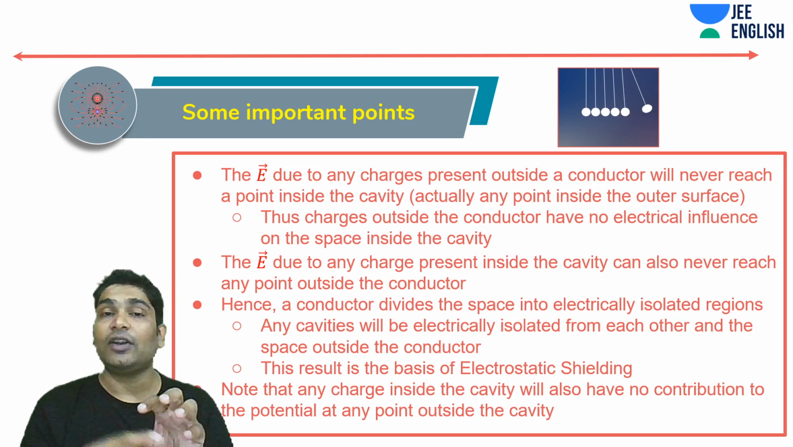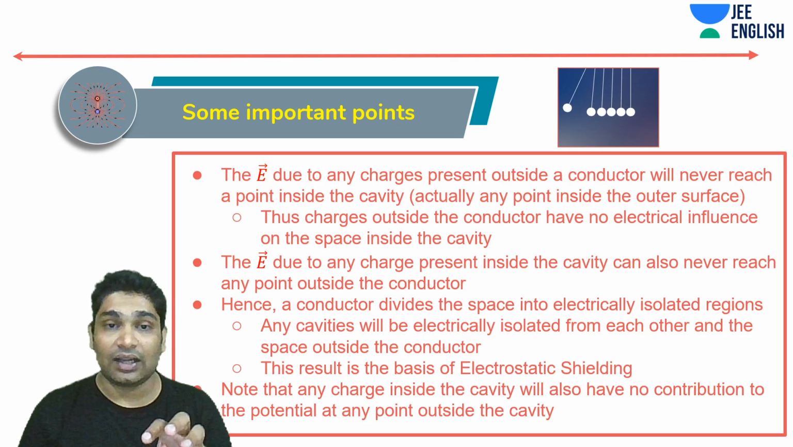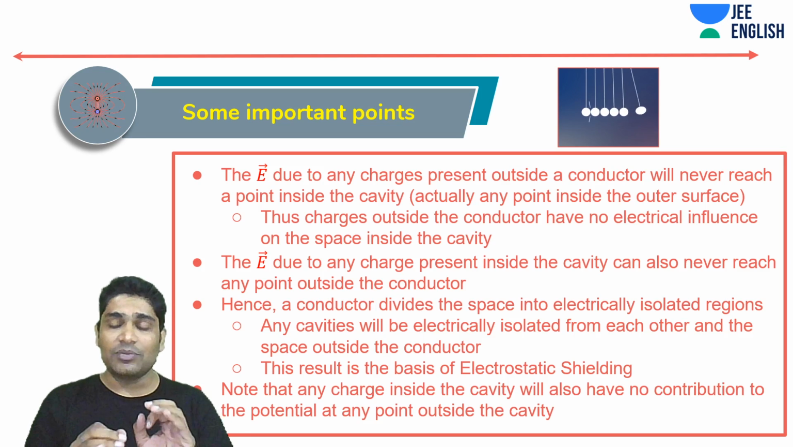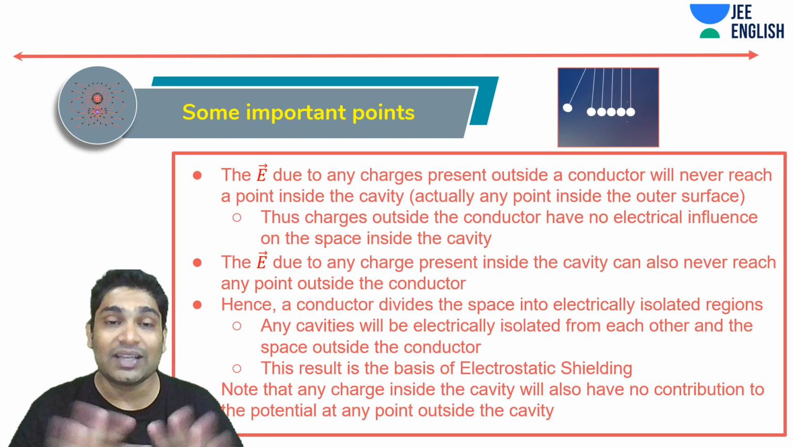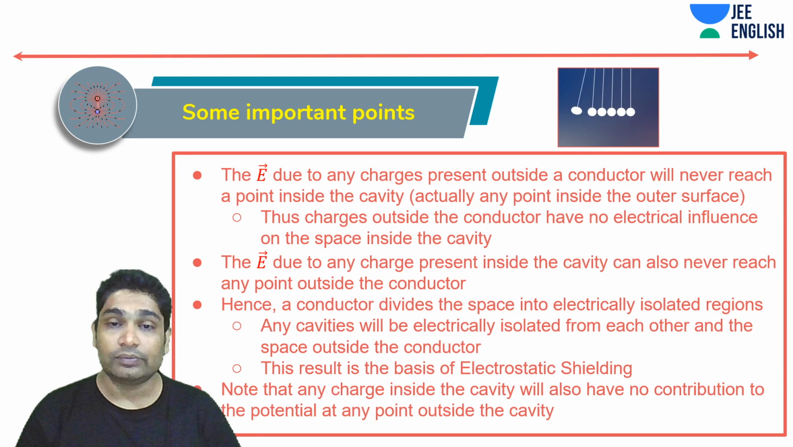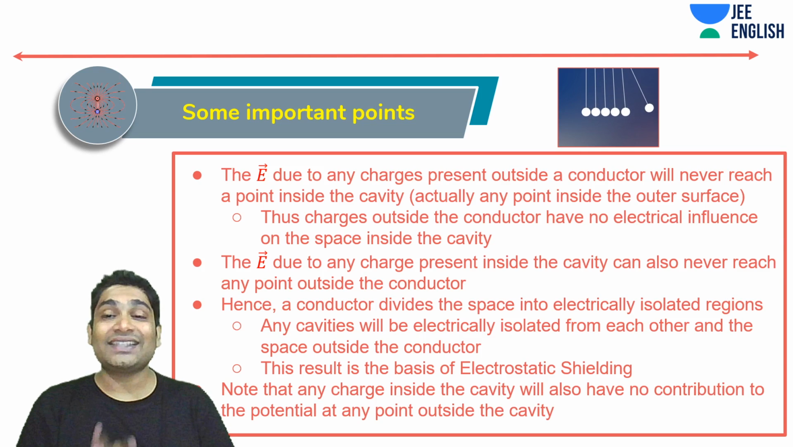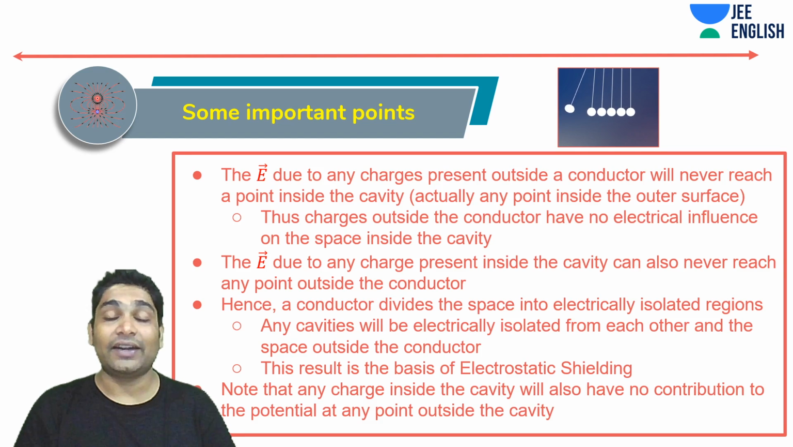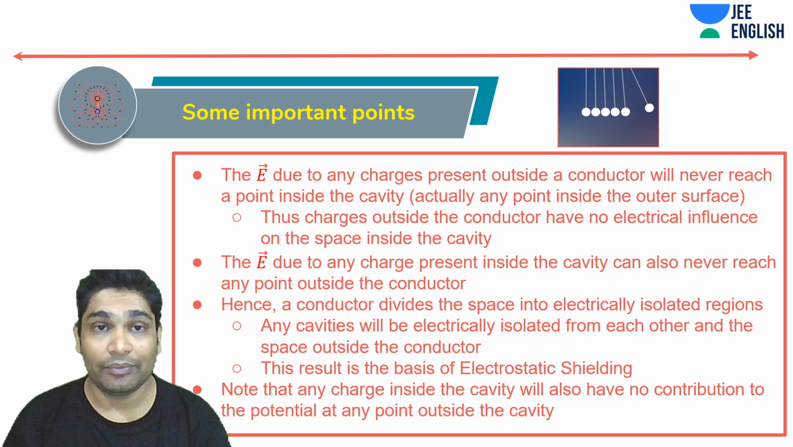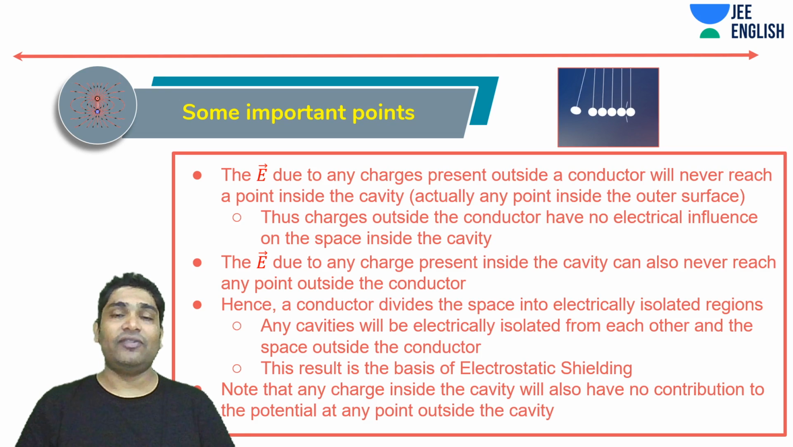Similarly, it will have no effect on any charge lying outside the conductor. So that is what I'm saying, that these two spaces are electrically isolated. They are separate. They have no effect on each other. So this result is what we call electrical shielding, right? Have you heard of electrical shielding?